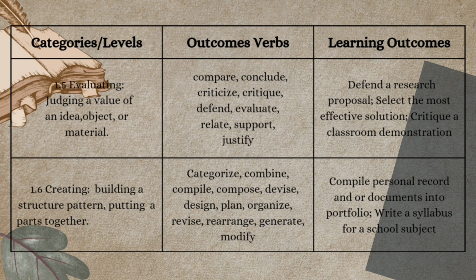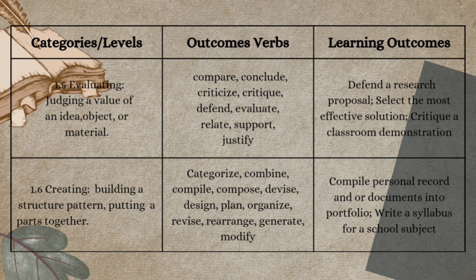Next is the fifth level, which is evaluating. Evaluating is judging the value of an idea, object, or material. The verbs that we will be using will be compare, conclude, criticize, defend, evaluate, relate, support, and justify. The learning outcomes, for example, are defend a research proposal, select the most effective solution, critique a classroom demonstration. The last level, the highest level for the cognitive domain, is creating. It is building a structure or pattern, putting parts together.